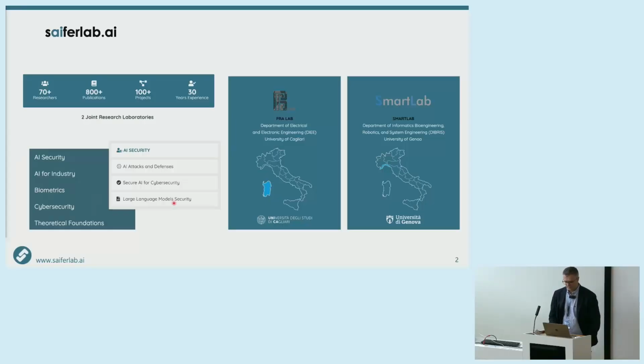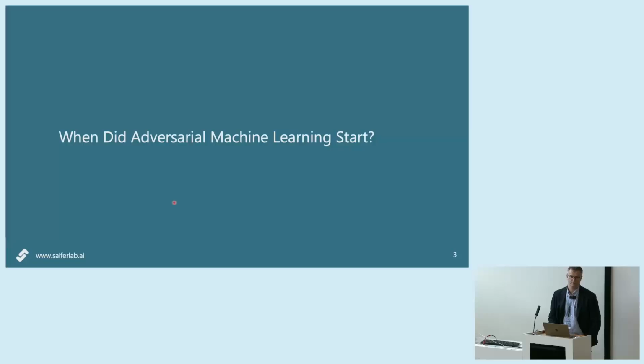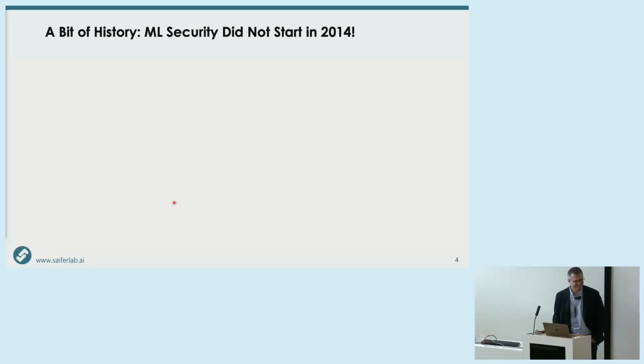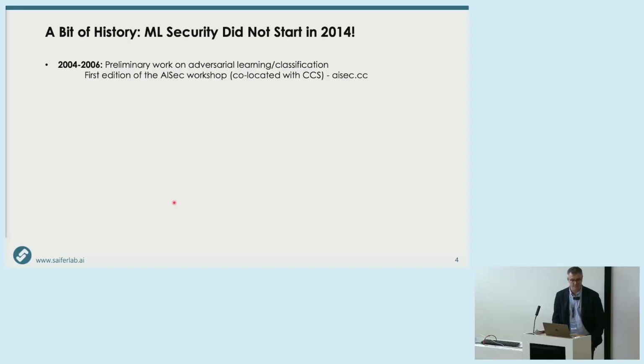So just to start, I have a small question for you. Does anybody know when the area of adversarial machine learning or machine learning security started? Any rough ideas? Please shout one year that you think it started. 2014. 2014, okay. That's the wrong answer, but it was done on purpose, so thank you for saying that. Actually, it started 10 years before that.